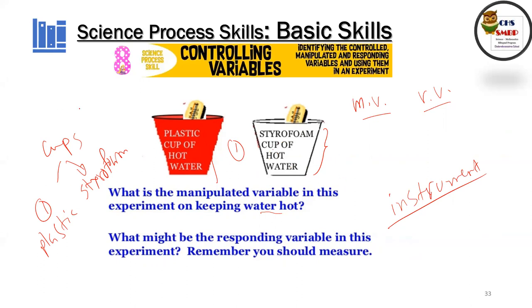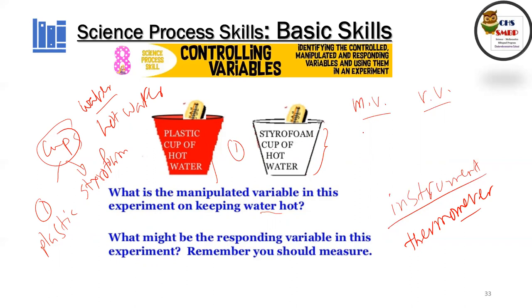Inside you have what? Hot water, right? Now what would you like to measure? You would like to measure the temperature. How do you do that? You can do that with a thermometer, right? Now, if you look at these two types of cups, cups will be the manipulated variable. Why is that? Because in one experiment, you used a plastic cup and in the other one you used styrofoam. So this is a manipulated variable.